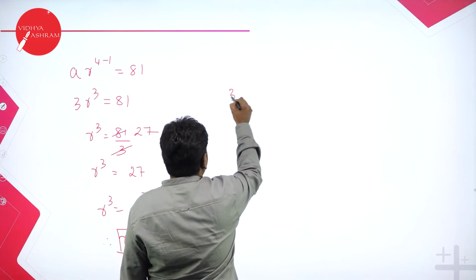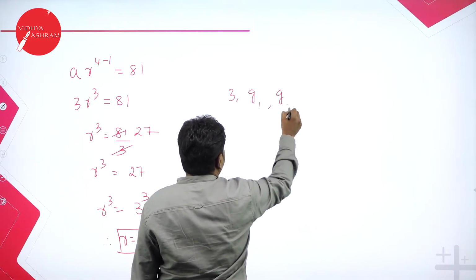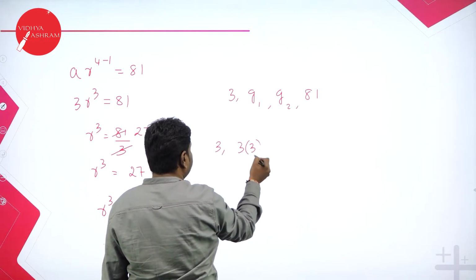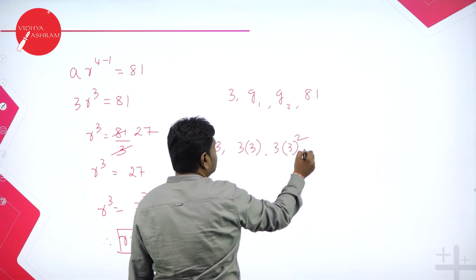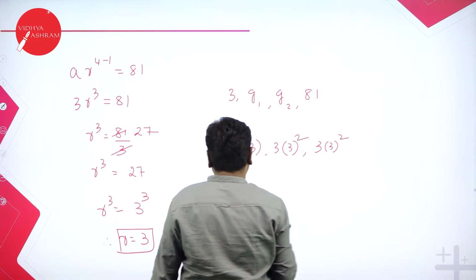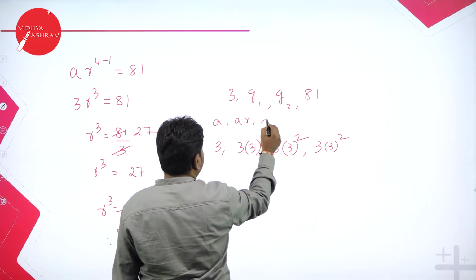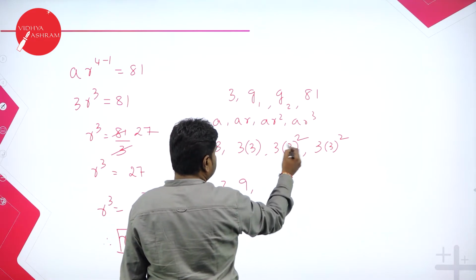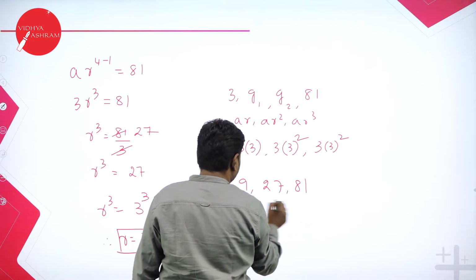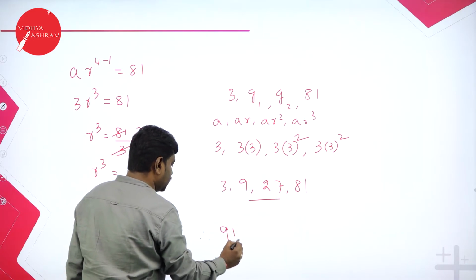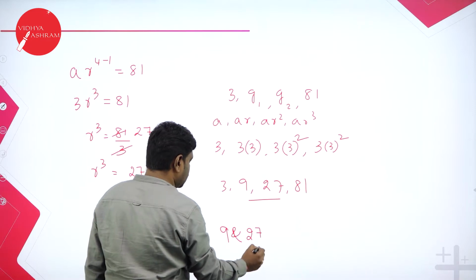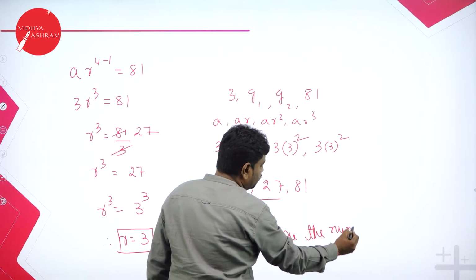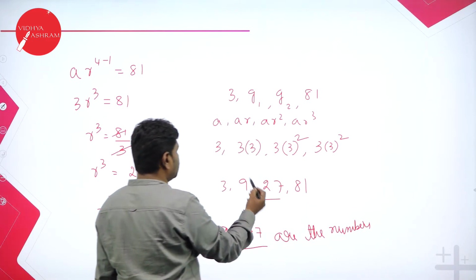So if the terms are in GP, for each term you multiply R. So we took 3, G1, G2 and 81 as the numbers. So multiply R. 3 into what? 3 into 3 square, then 3 into 3 cube. So AR, AR square, AR cube, they are in GP. So 3 3s are 9, 9 3s are 27, 27 3s are 81. So therefore what are the numbers? Therefore 9 and 27 are the numbers. Once you include them, they are in GP. So now 3, 9, 27.